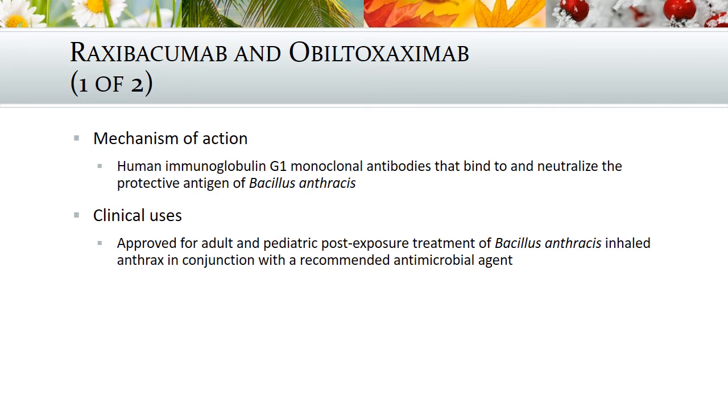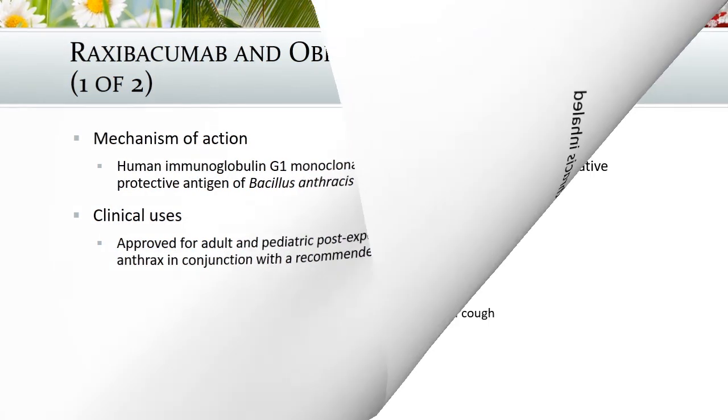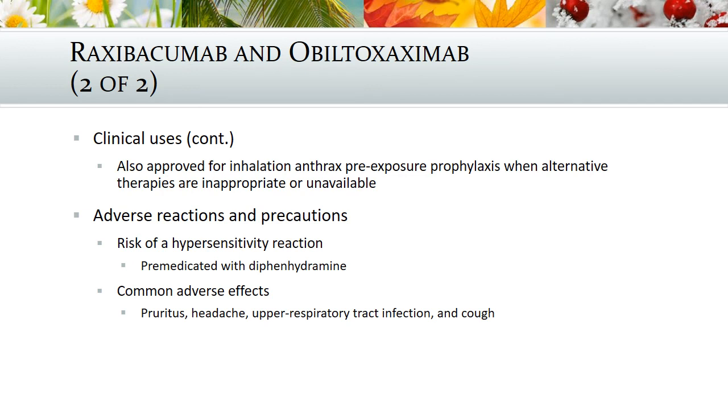Raxibacumab and obiltoxaximab are human immunoglobulin monoclonal antibodies that bind and neutralize the protective antigen of Bacillus anthracis. They're used for adult and pediatric post-exposure treatment of inhalational anthrax in conjunction with a recommended antimicrobial agent. They are also approved for inhalation anthrax pre-exposure prophylaxis when alternative therapies are inappropriate or not available. Adverse reactions include a risk of hypersensitivity reaction. A lot of times they'll pre-medicate with diphenhydramine. Common adverse reactions include headache, upper respiratory tract infection, and cough.